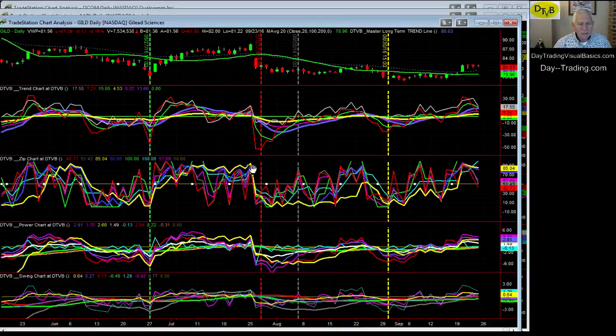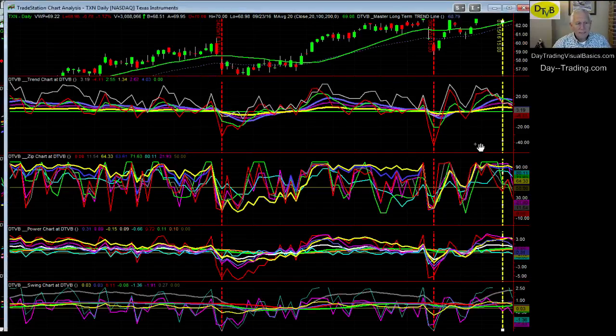But the same thing is true here. What do you got in here? You got red spikes. 1, 2, 3, and actually a 4th. You always look at all the charts. Together, they're a fantastic tool. It is absolutely amazing. Last chart I have here is Texas Instruments, TXN.